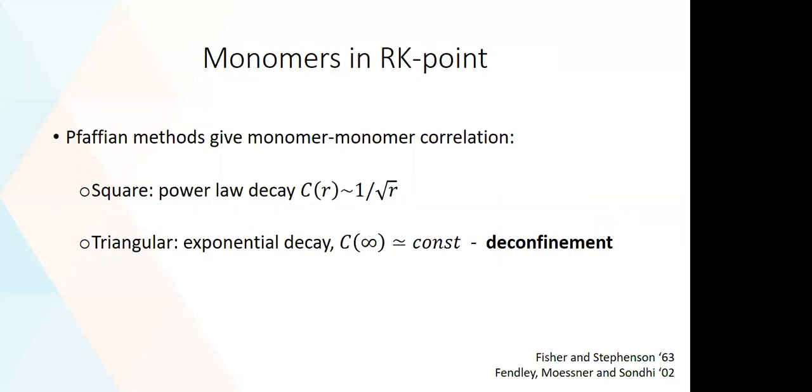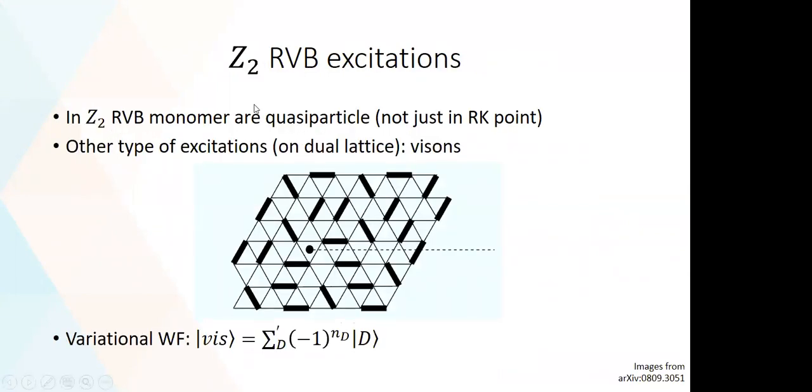Okay. Okay, so I want to talk about another type of excitation in the RVB. We discussed a little bit the monomers and how they behave. Before, I said the RK point of the triangular lattice, but we can also extend it slightly, use numerical techniques to probe the monomers.